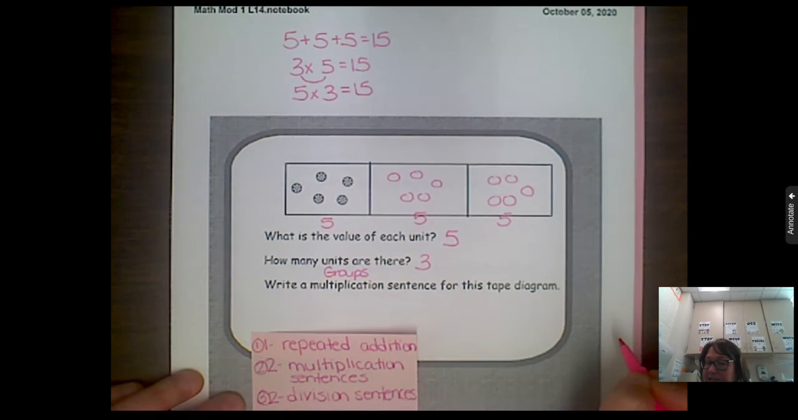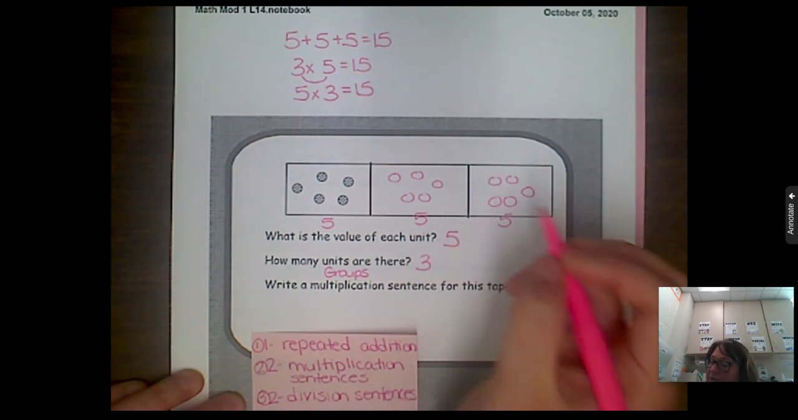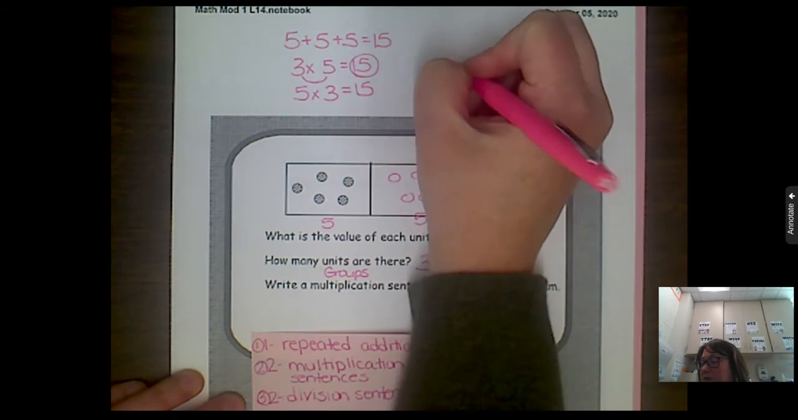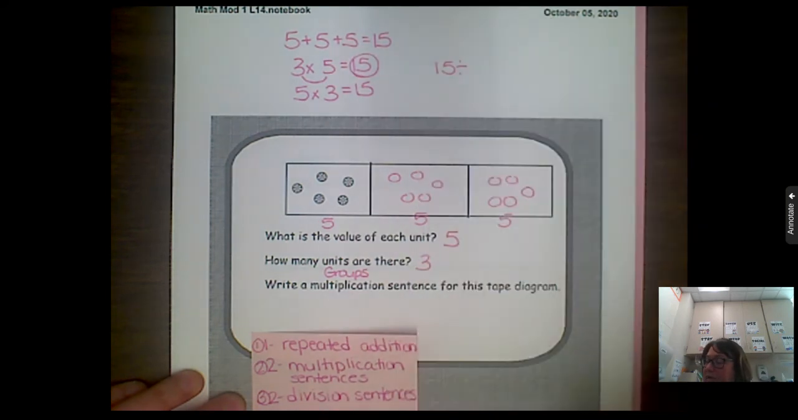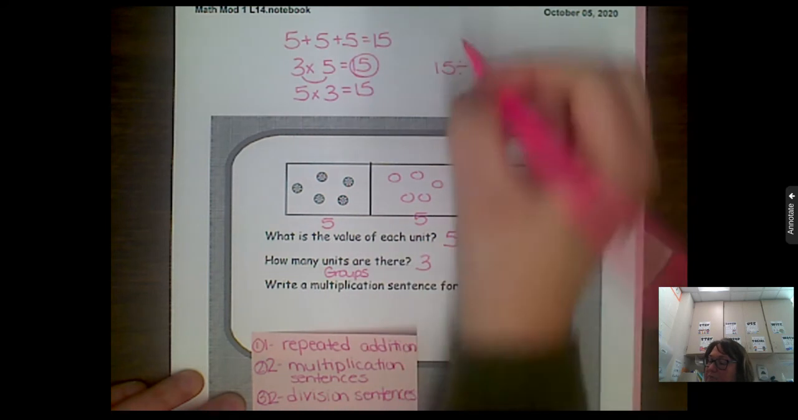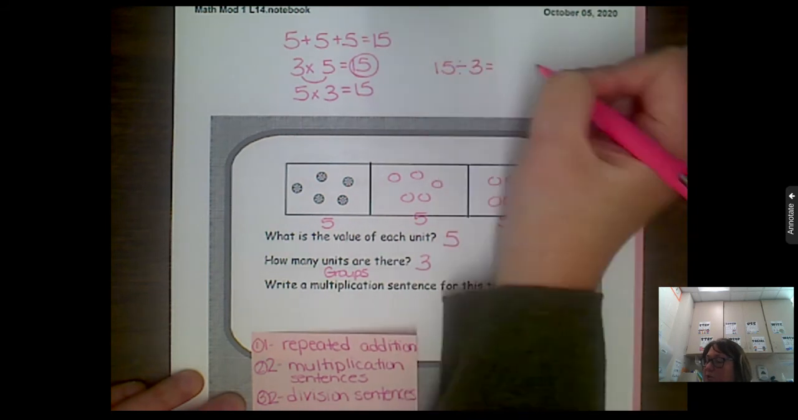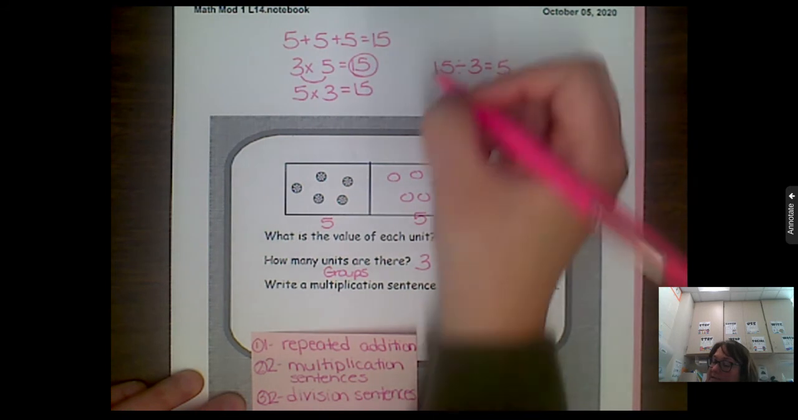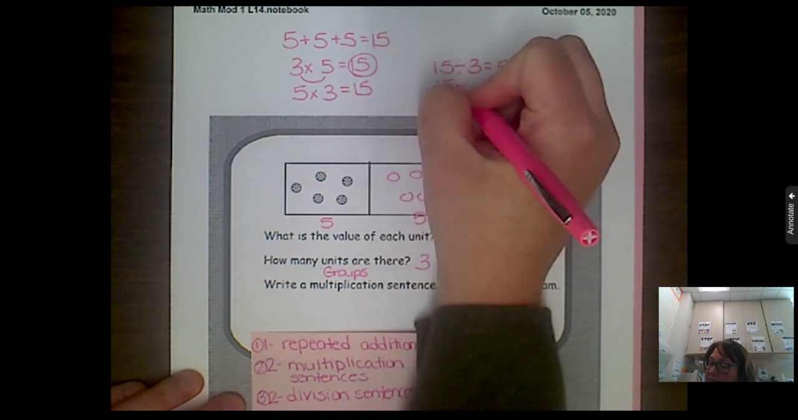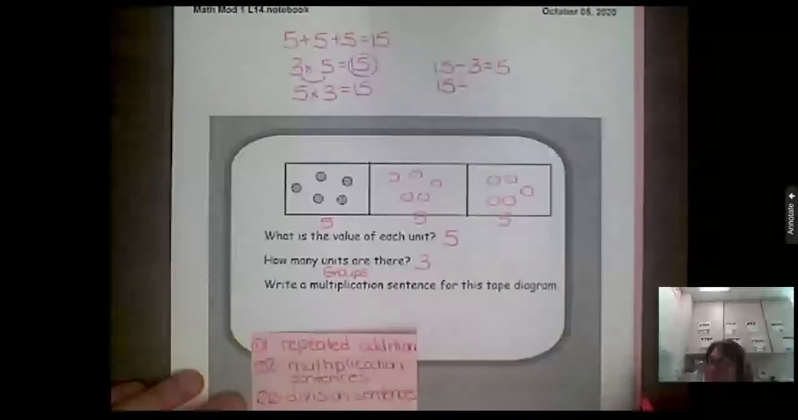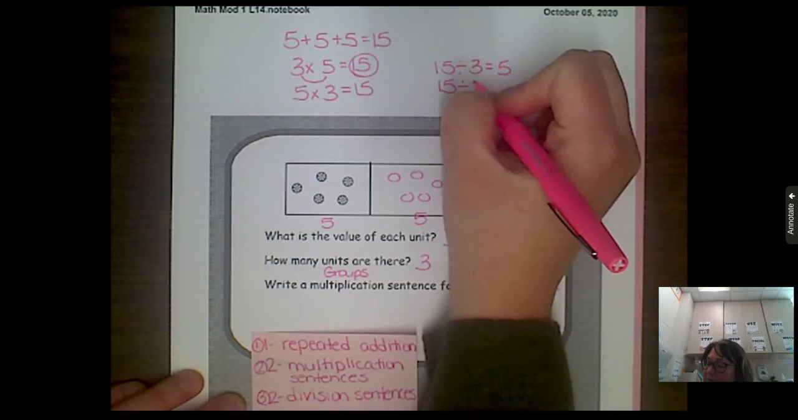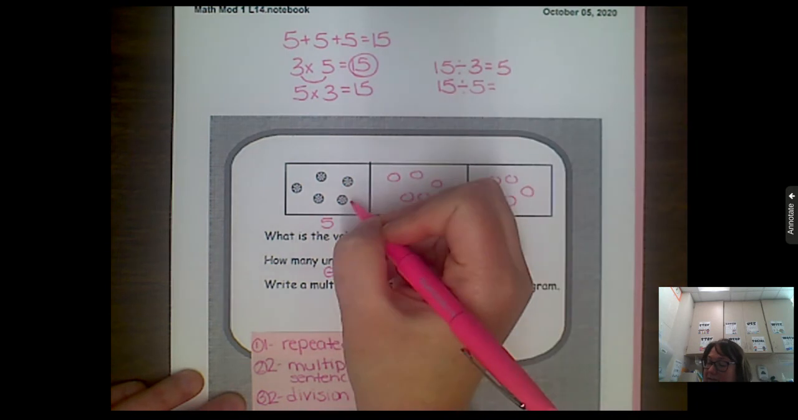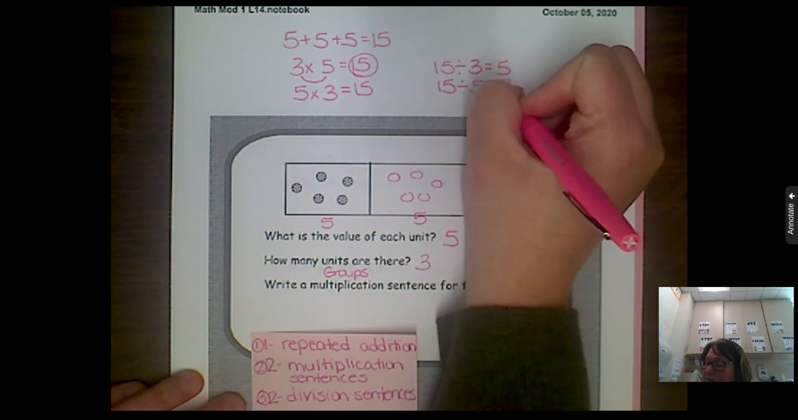For my division sentence, remember the first number in your division sentence is the total. So since 15 is the total, it would be 15 divided by 3, since there's 3 groups, which equals 5, which gives me the number in each group. For my second division sentence, again, I'm going to start with 15. This time I'm going to divide by 5. I'm using the other number in my fact family. So 15 divided by 5, because there's 5 in each group, gives me 3, which is the total number of groups.